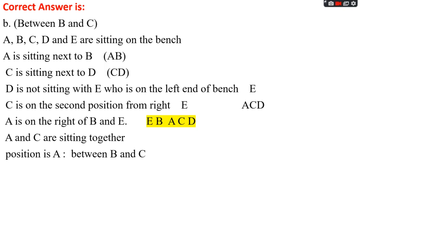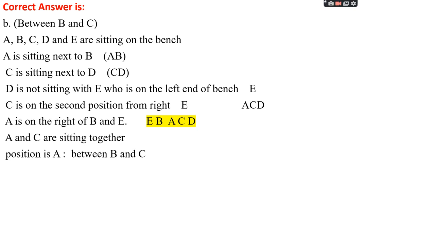First condition: A is sitting next to B, so A and B must be together. C is sitting next to D, so C and D must be together. D is not sitting with E, who is on the left end of the bench. So at the left end of the bench there is E, but not with D. Okay, C is on the second position from the right.